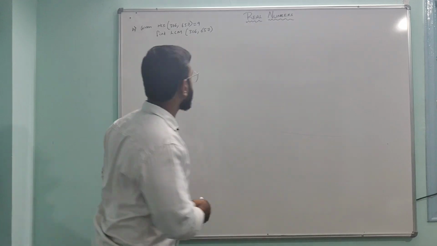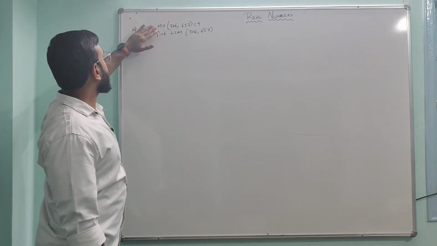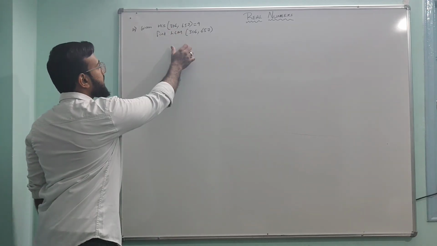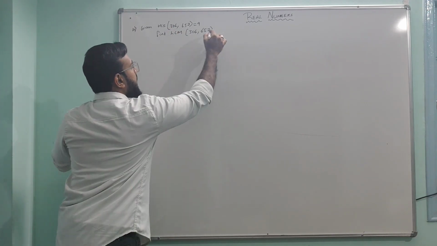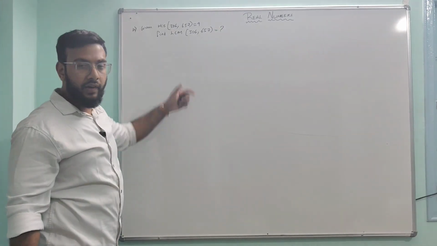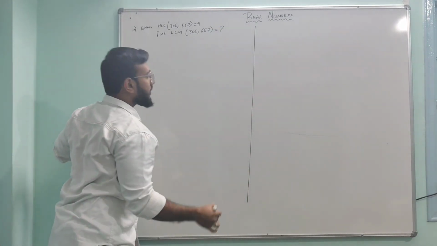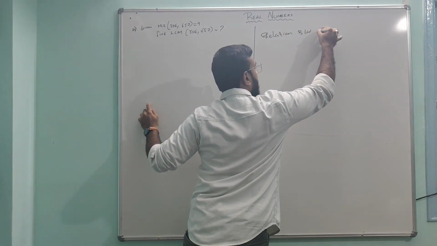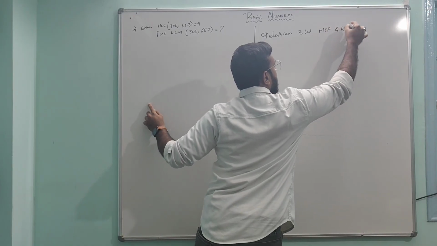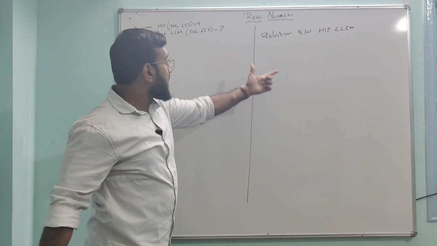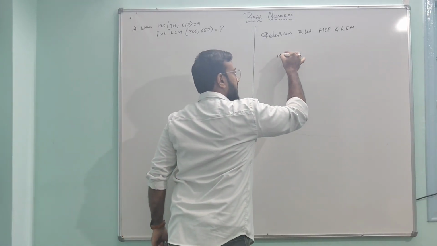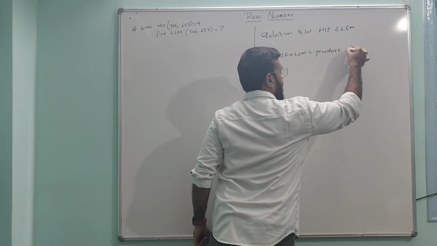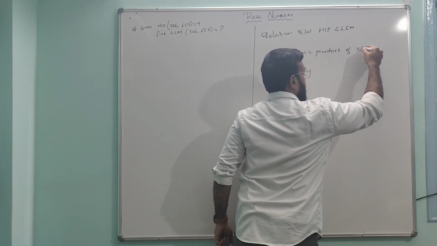Now the next question, the fourth question, wherein they have given the HCF of 306 and 657 as 9, and they have told us to find the LCM of 306 and 657. Before getting into this, I'll tell you the relation between HCF and LCM. There is a relation between the HCF and LCM. What is it? HCF into LCM is equal to the product of the numbers.